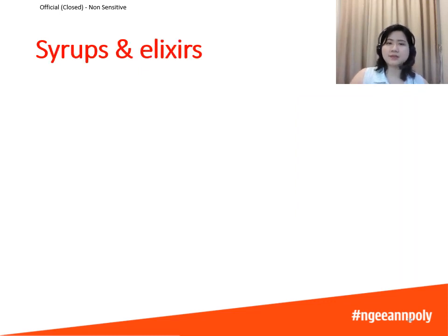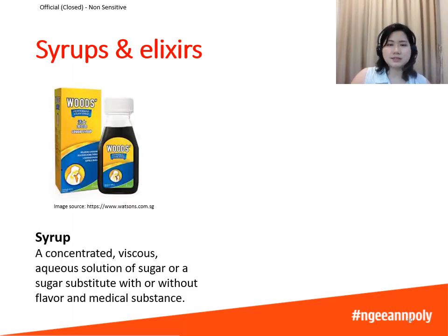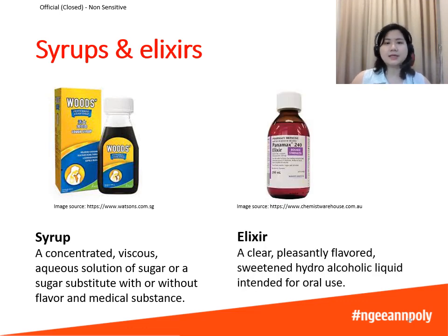Two examples of oral solutions are syrups and elixirs. Syrups traditionally contain a concentrated sugar solution, but it can also be formulated with artificial sweeteners. Syrups are usually viscous and thick. Elixirs usually contain both water and alcohol. Alcohol is used to improve the solubility of the drug. Elixirs are usually less sweet and less viscous compared to syrups.